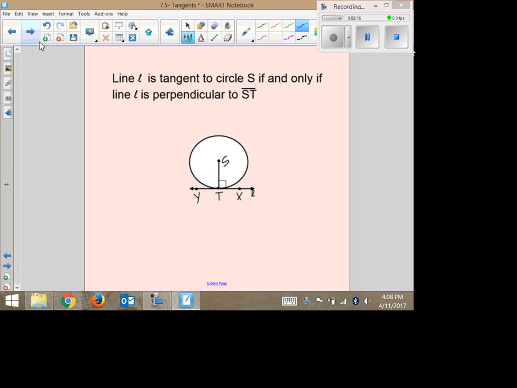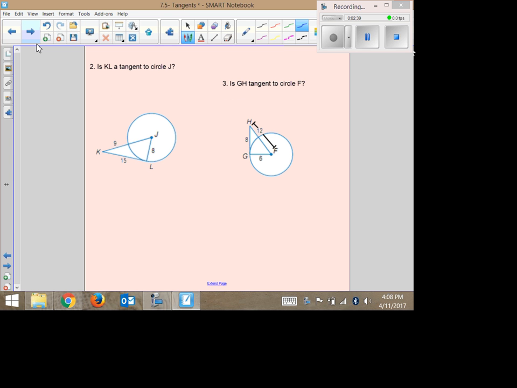So line L is tangent to circle S if and only if line L is perpendicular to segment ST. So that's saying that if this is a right angle, then this line is tangent. So that's just going the other direction. So it's an if and only if statement. So let's try some practice problems.